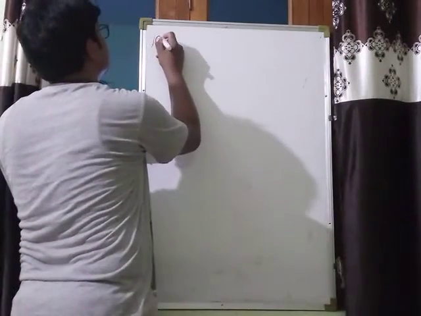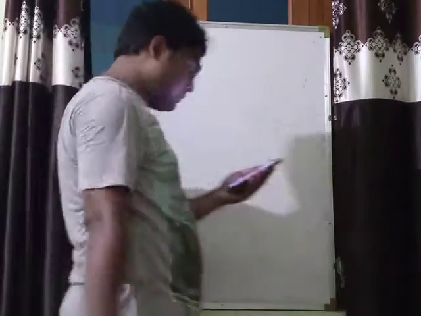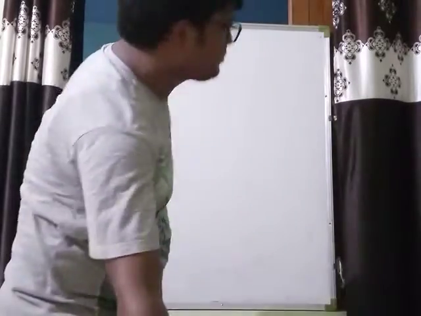Question number 10. Read everyone. The bisectors of angle B and angle C meet at O. Prove that angle BOC is equal to 90 degree plus half of angle A.